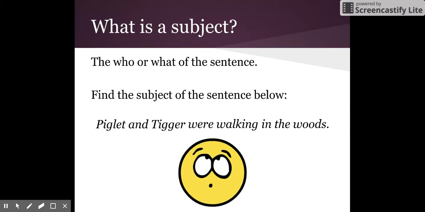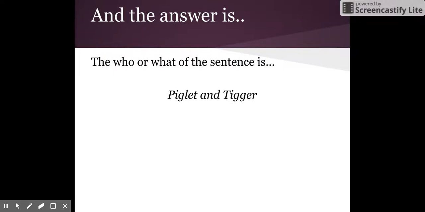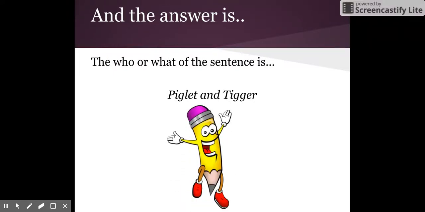Let's follow our Grammar Pirate rules to find the subject. Step 1 is, that's right, underline the verb, which is we're walking in this case. Do you remember what a predicate is? Predicate is what's happening. And step 2, draw the mast. And the mast separates the subject and the predicate. So our subject is Piglet and Tigger. So if you got that, awesome job.